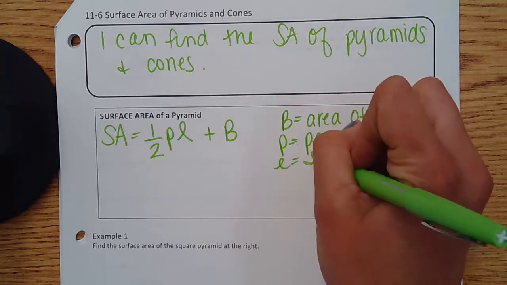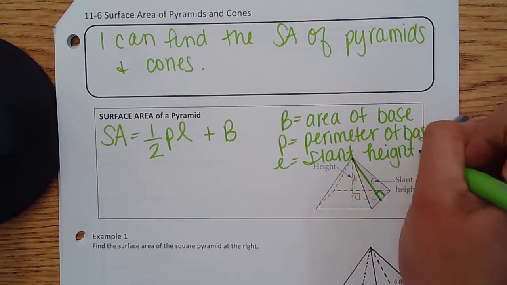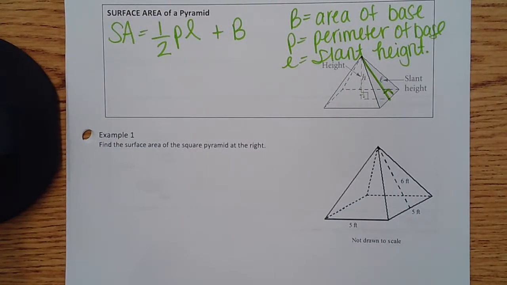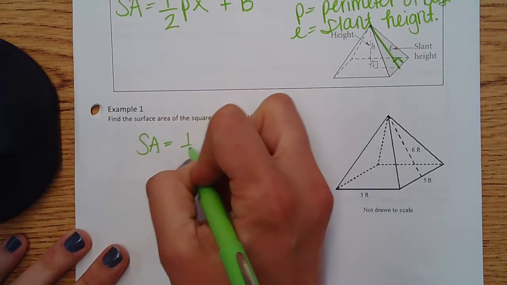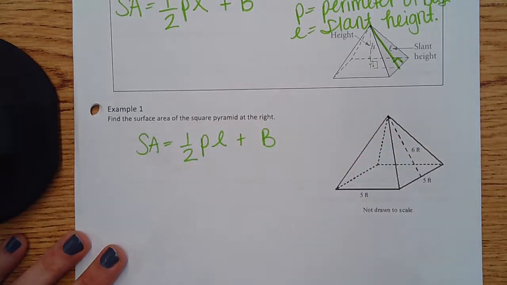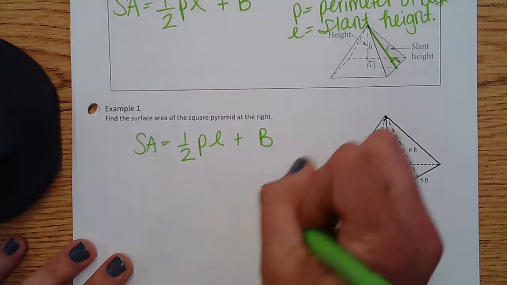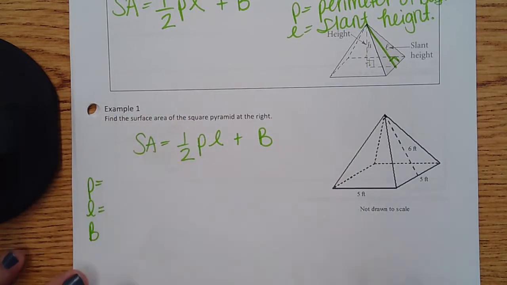L equals slant height. Perfect. So here we go. Find the surface area of the square pyramid at the right. Surface area equals 1/2 P times slant height plus the area of the base. So let's identify what our P, our slant height, and our area of the base are.